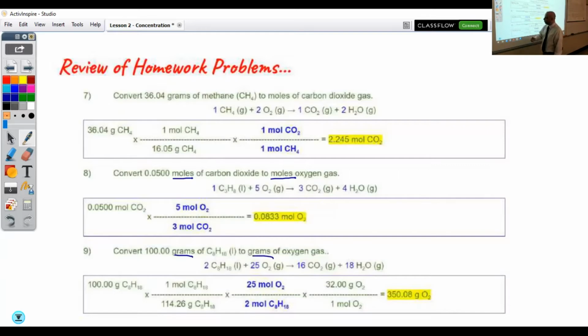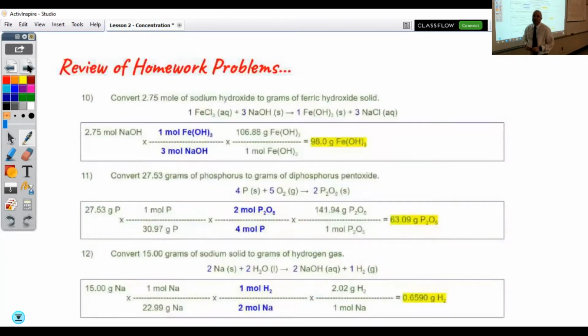So grams to grams are 3-step problems. So we start off in grams, we go to moles, we convert from moles of, in this case, octane to moles of oxygen. And then finally, from moles of oxygen back to grams of oxygen. In problems 10, 11, and 12, we have a mole to gram problem. So that's going to be a 2-step. Our first conversion will be our mole to mole conversion. In question number 11, we have a gram to gram problem. That's our 3-step problem here. In question number 12, we have a gram to gram problem. So that's another 3-step problem here.